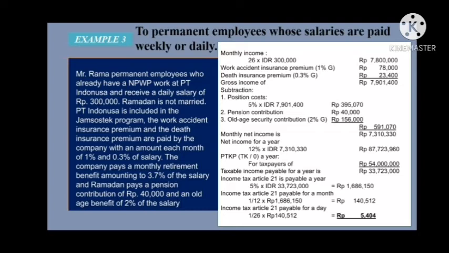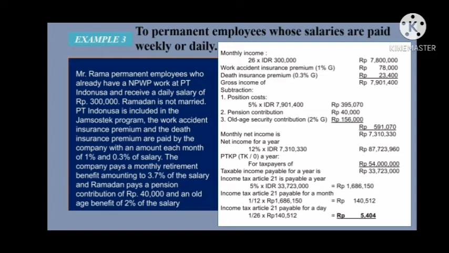Multiply with work accident insurance premium 1% of the salary is 78,000, and the insurance premium 0.3% of the salary is 23,400, add up to 7,901,400 rupiah.